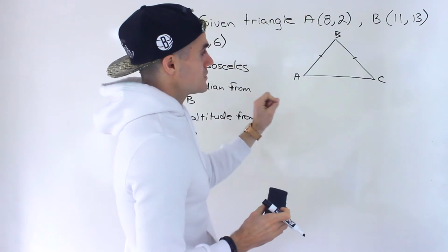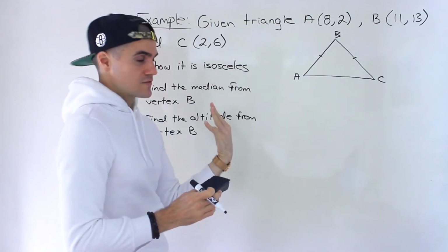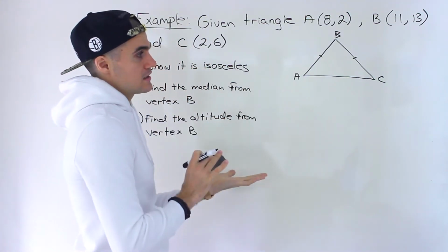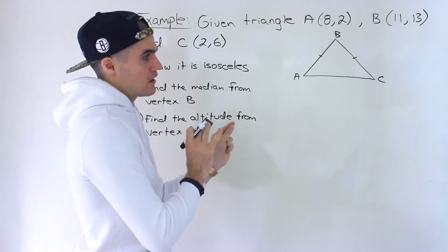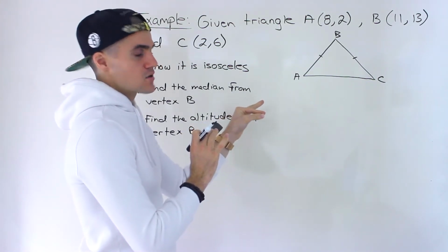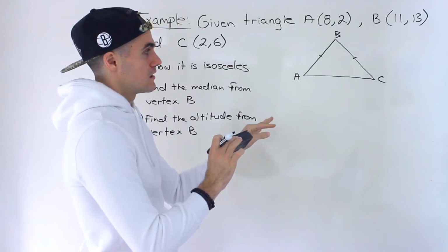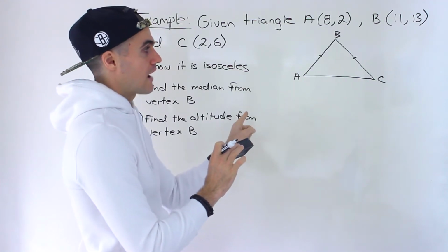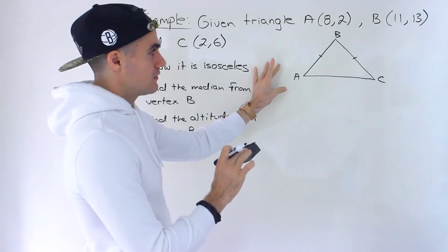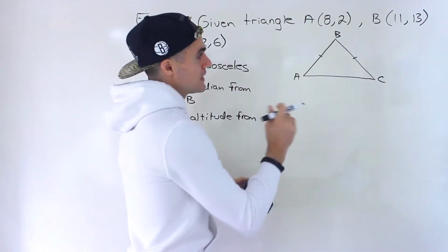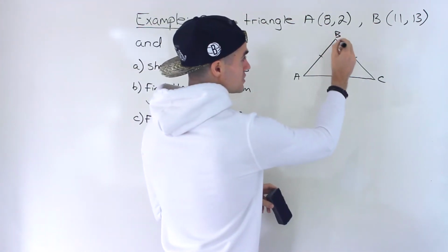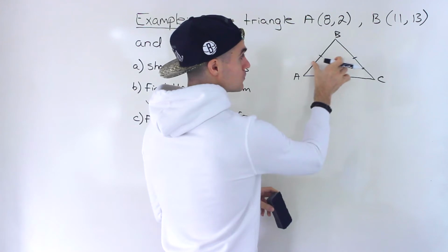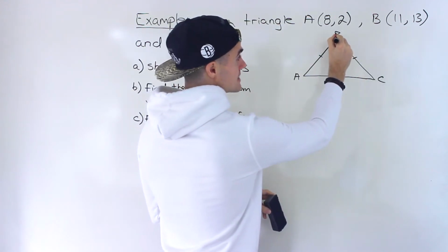And as we've mentioned in a previous video, remember a median, if we draw a median from any of the vertices, it's always going to cut the area of a triangle in half. Well, in this particular case, we're going to draw a median from the vertex where the two equal sides are meeting. So in this case, it's vertex B.